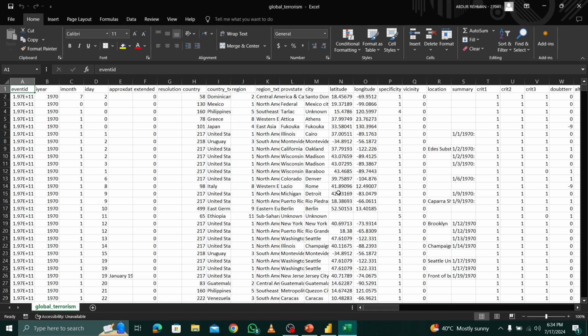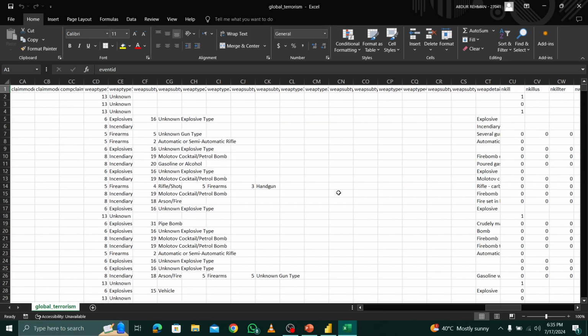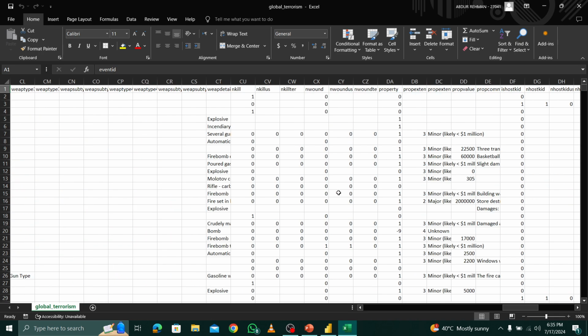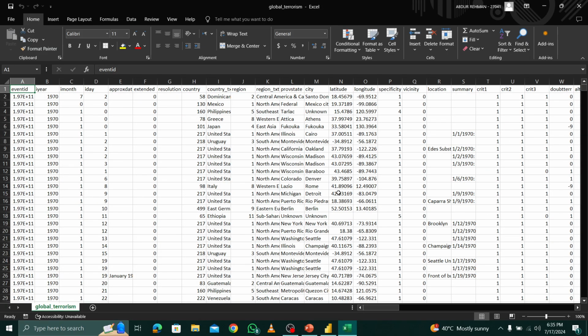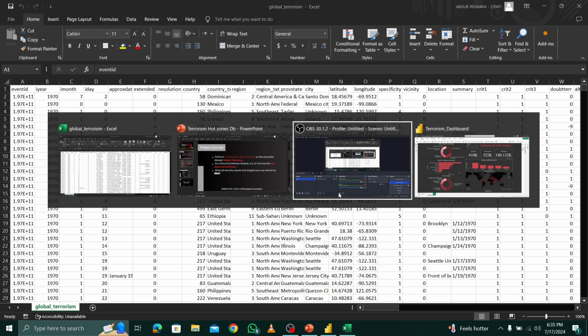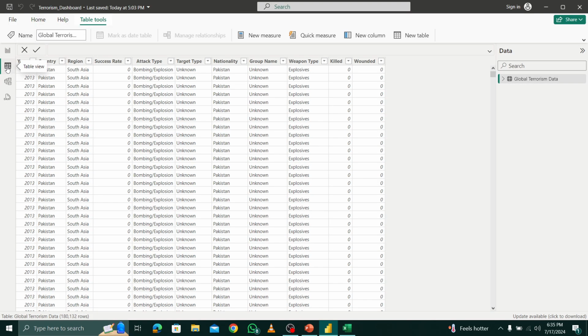Taking a first look at the data, we can see that the data is pretty raw. Most of the columns are either fully empty or half empty. So to make sense of the data, we'll do data cleaning. So we'll take this data to Power BI and perform data cleaning first.